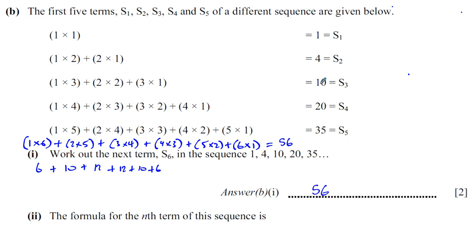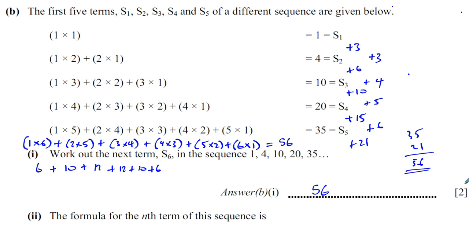We can just use this pattern here. From 1 to 4 we've got to go up by 3. From 4 to 10 we've got to go up by 6. From 10 to 20 we've got to go up by 10. From 20 to 35 we go up by 15. So the amount that we go up by each time is increasing. That's going up by 3, and that's going up by 4, that's going up by 5. The next one must go up by 6, it must go up by 21. So we have 35 plus 21, which gives us 56 as we write it down.